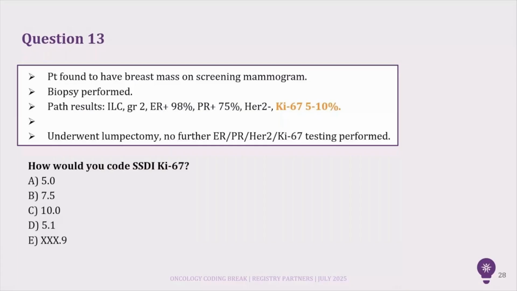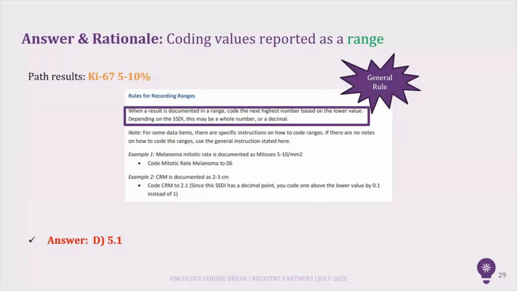Okay, let's look at this one. So the general rule for ranges tells us when a result is documented in a range, code the next highest number based on the lower value. So this again is going to be dependent on how the SSDI is collected, whether it has a decimal point or not. So 5 to 10, the lower number is 5, and Ki67 is documented with that decimal point. So we're going to go one value higher, which would be 5.1. Okay, great job.